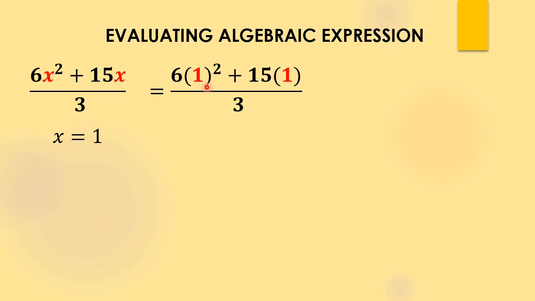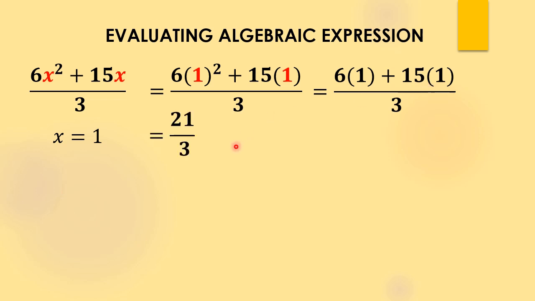So what is the square of 1? It will give us 1, because the square of 1 is 1 times 1, multiplying 1 by itself twice, which is equivalent to 1. And of course, x is 1, so you multiply 1 by 15. Here, 6 times 1 is 6, and then 15 times 1 is 15. So you add 6 and 15, and it will give us 21.